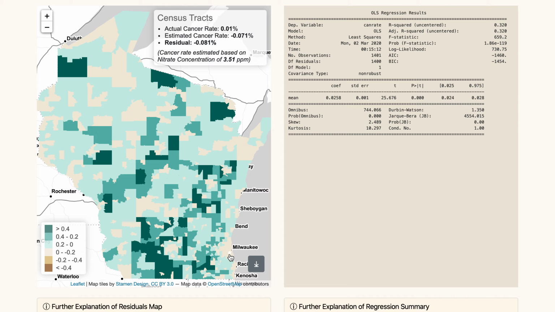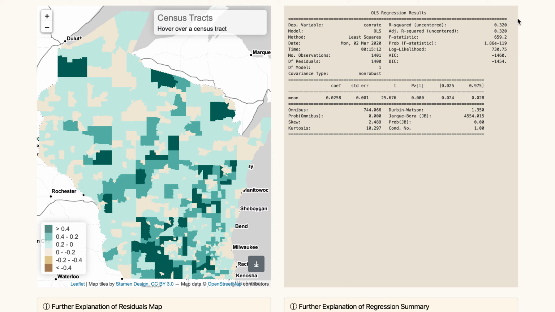Like you see down here in the lower right, this is Milwaukee, and then kind of closer to the lower center, that's Madison, pretty consistently underestimated. But overall, it looks decently random, decently good.